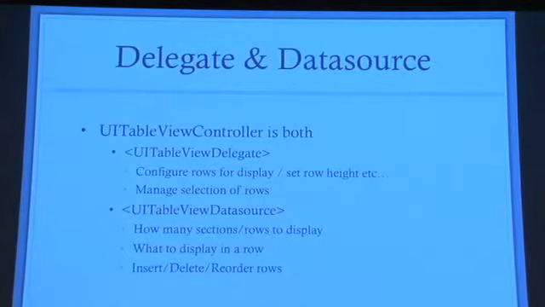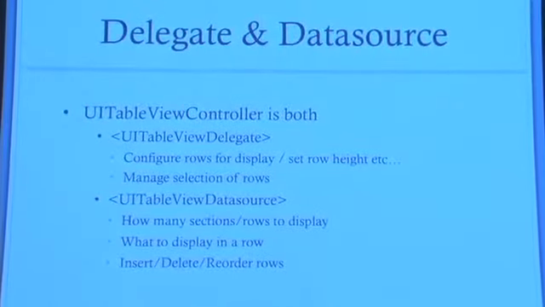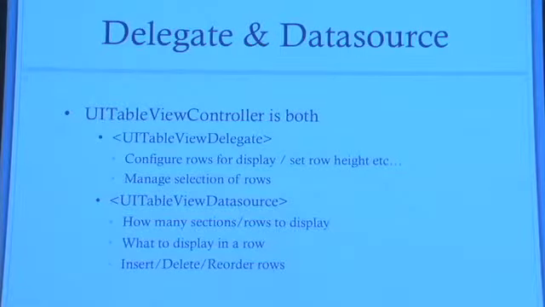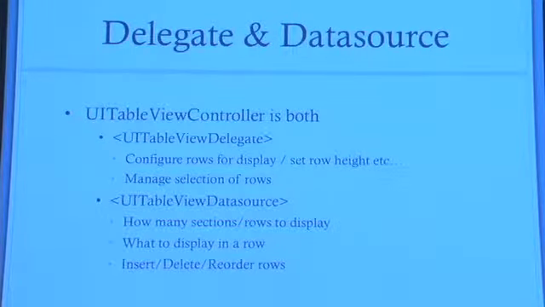The UITableViewDelegate protocol doesn't actually have any required methods, but the UITableViewDataSource does have a few methods that are required. So we'll talk about some of those. The delegate is basically in charge of the methods for saying what the row height should be, and it's also got the methods for saying what should happen if a user happens to click on a row. And the data source is in charge of the methods that deal with the data, like how many sections the table view should be displaying, what it should be displaying in each row, and also methods for inserting and deleting rows and rearranging them.